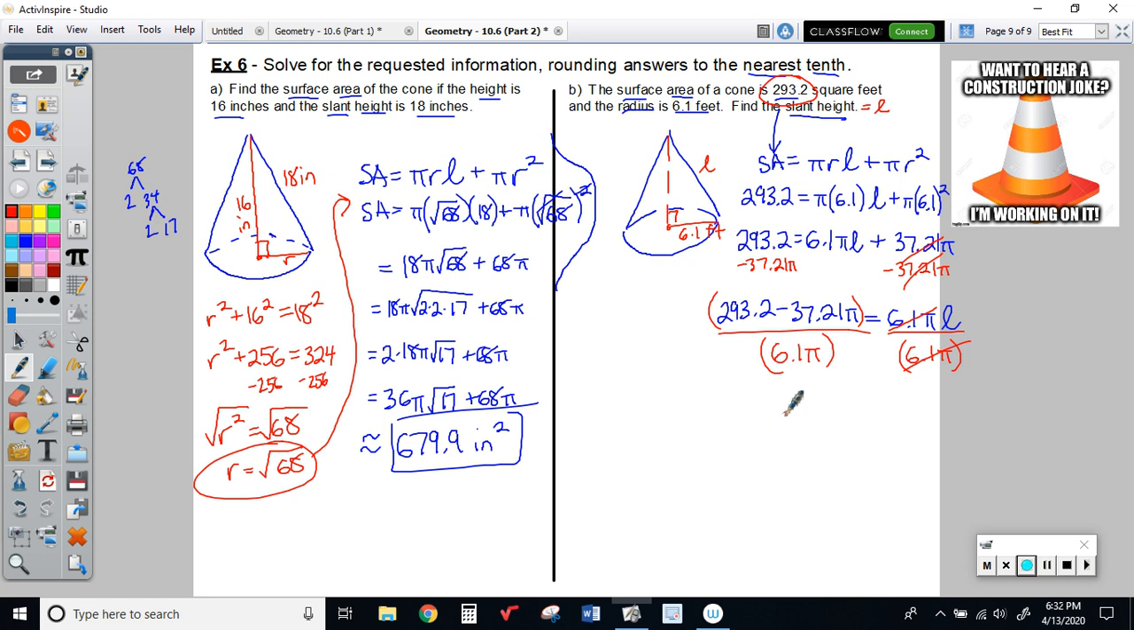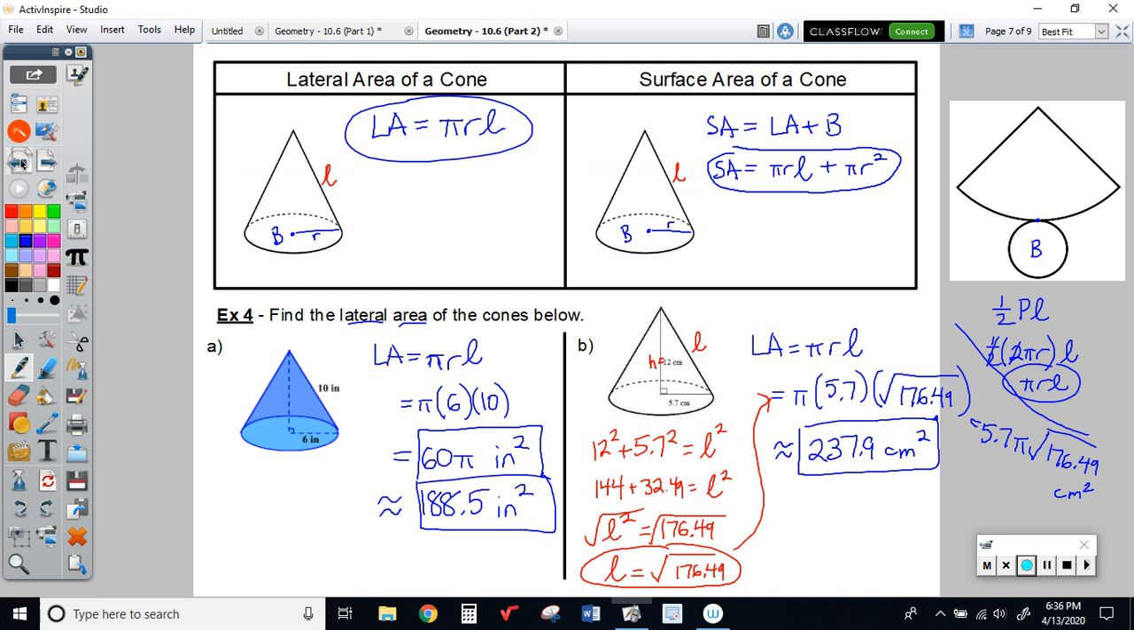And then from there, you should get 9.2 as your final answer. So 9.2, and it is a slant height, so it's not going to be units squared or feet squared. It's just going to be feet. It's just a length at that point. And so from there, whew, we are done. That was a good lesson. I like the challenge of this problem especially.